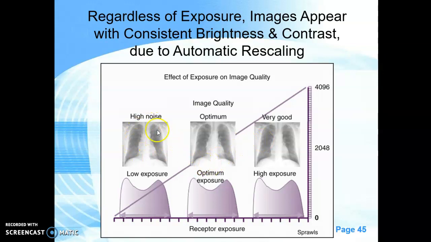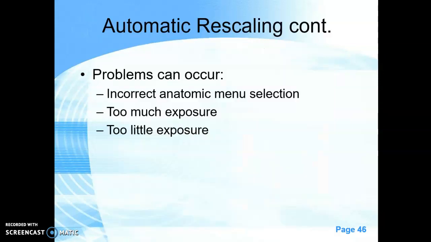The difference in the image here on the left, I will point out, has noise, also known as quantum mottle, because of the low amount of exposure. However, the density and the contrast on all three of these is consistent because of automatic rescaling, which uses a stored or model lookup table and histogram to compare your image with.